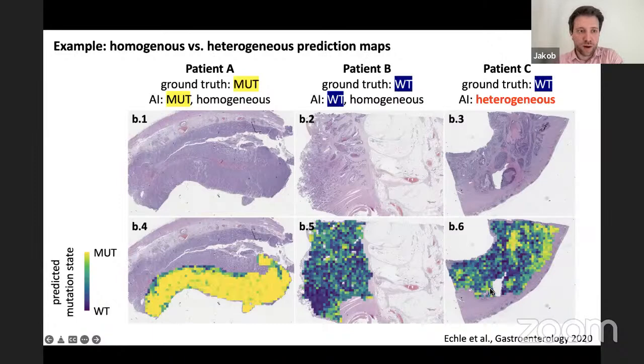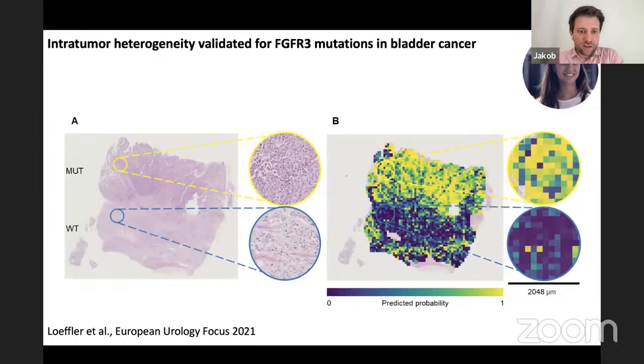So this heterogeneity, is this something that's biologically relevant or not? Well, in this case, we don't know, but in a different study, we actually found out. In this study, we looked at the presence of FGFR3 mutations in bladder cancer and whether we can predict them from H&E. And yes, the deep learning system was able to predict these mutations pretty well from H&E alone.